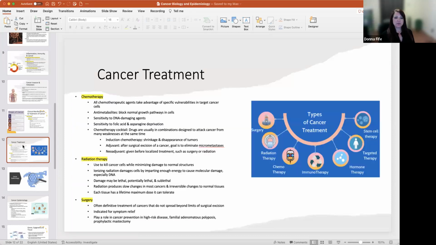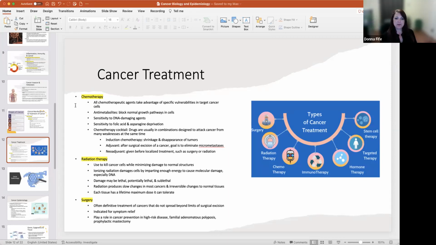Now, treatment generally consists most of the time of a combination of chemotherapy, radiation, and/or surgery. All chemotherapeutic agents take advantage of specific vulnerabilities in target cancer cells. There's antimetabolites, which block normal growth pathways in cells, sensitivity to DNA damaging agents, sensitivity to folic acid and asparagine deprivation. Generally, the patient will need to be treated with a chemotherapy cocktail. Drugs are used in combination designed to attack the cancer from many different weaknesses at the same time.